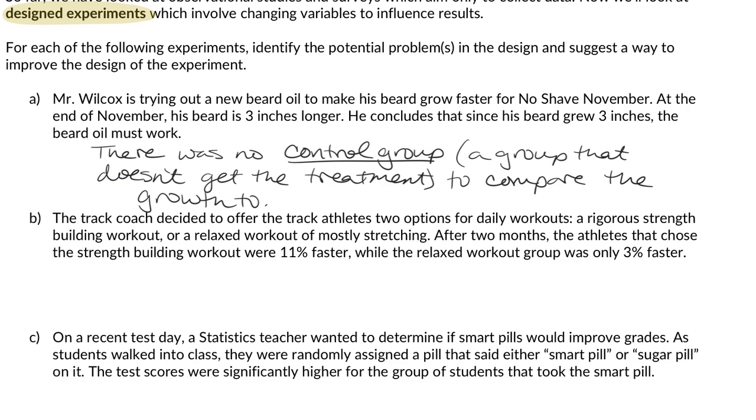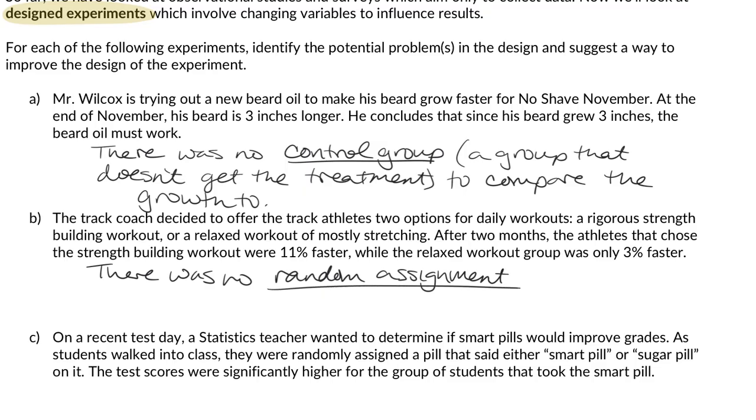And the people who maybe picked the strength building workout, maybe they were the ones who knew they were trying to get college paid for with track. So they're going to work harder anyways. So we didn't control and we didn't randomly assign people to the true treatment groups. So there could have been bias. When we're building a study, we have to make sure that we have a random assignment of the treatments for the people in the study, for the individuals in the study.